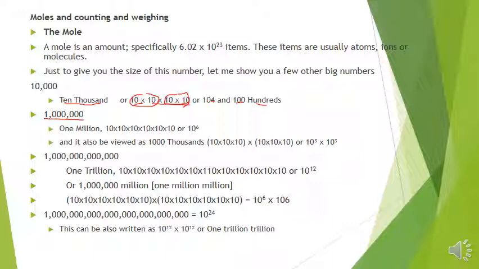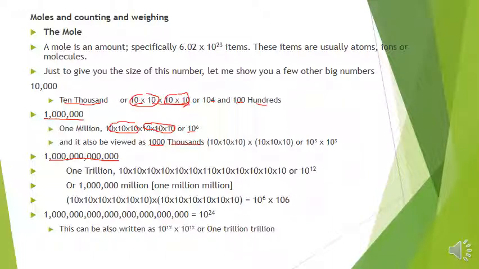Okay, now let's look at the number a million. A million is 10 to the 6: 1, 2, 3, 4, 5, 6. That's the exponent, 10 to the 6. But you can also think about it as 1,000 thousands. So if you had $1,000 bills and you had 1,000 of them, that would be $1,000,000.